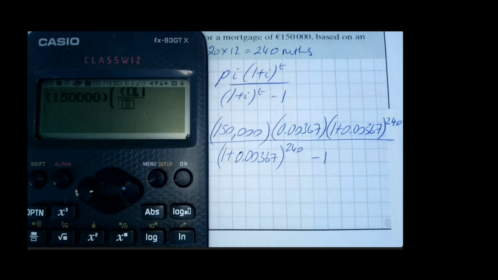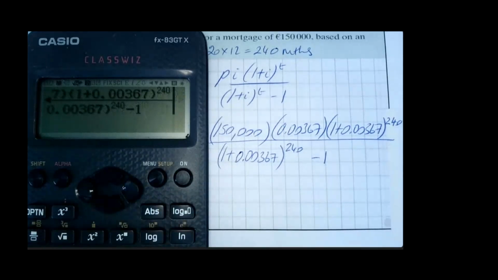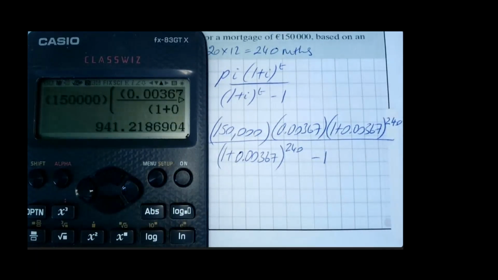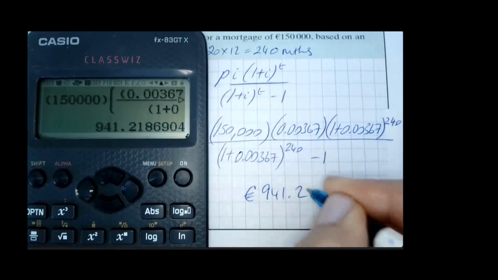So I have 0.00367, and then I have 1 plus 0.00367 to the power of 240, and underneath I have 1 plus 0.00367 to the power of 240, subtract 1, and then close all those brackets, and I'm getting 941 and 22 cents.